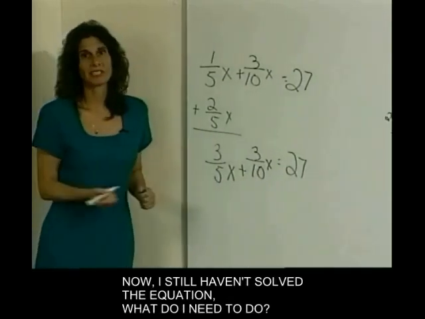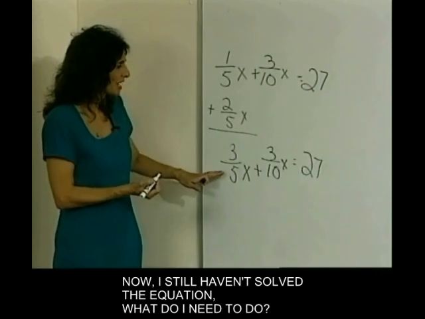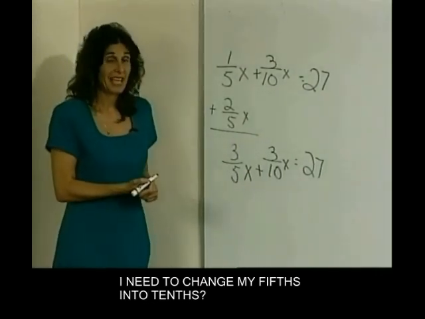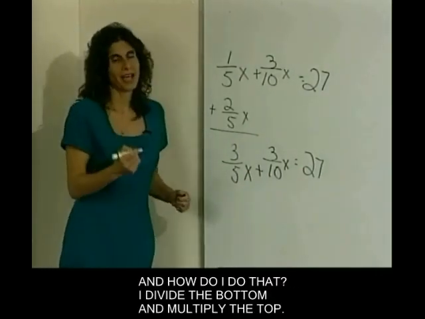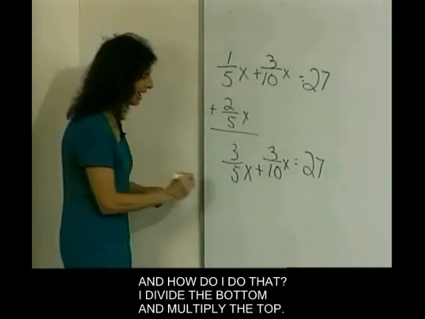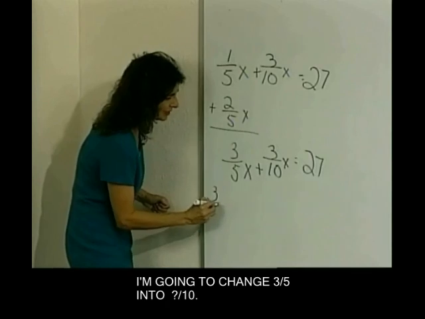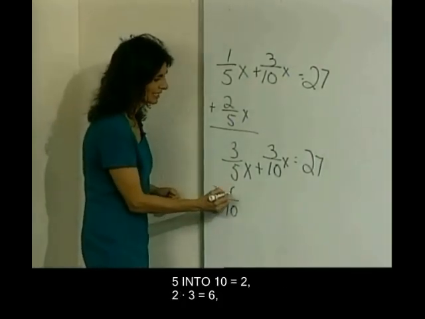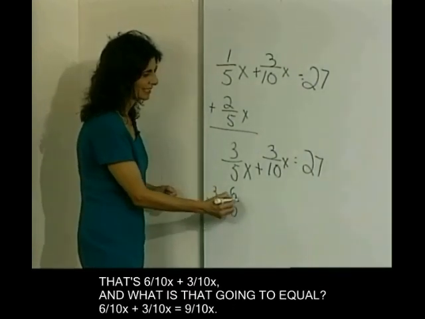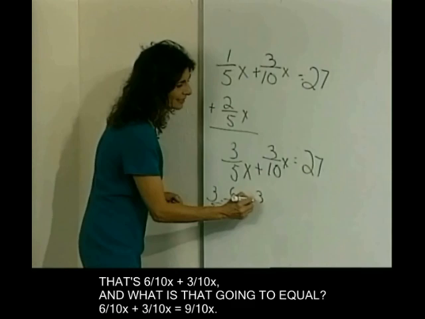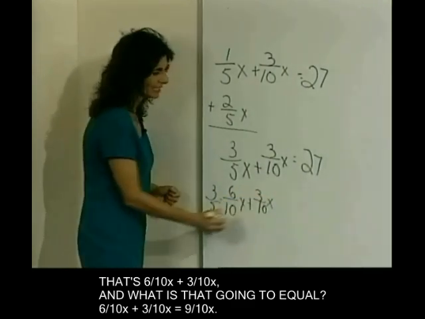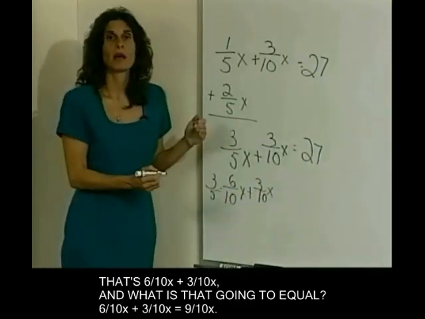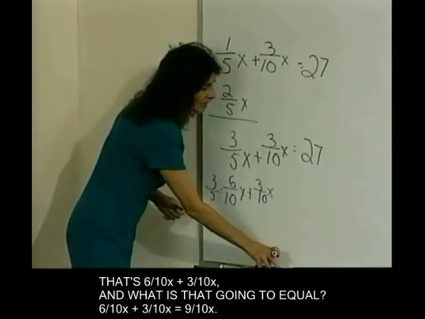Now, I still haven't solved the equation. What do I need to do? I need to change my fifths into tenths. And how do I do that? I divide the bottom, multiply the top. I'm going to change 3/5 into tenths. 5 into 10 is 2. 2 times 3 is 6. That's 6/10 x plus 3/10 x. And what is that going to equal? 6/10 plus 3/10 equals 9/10 x.